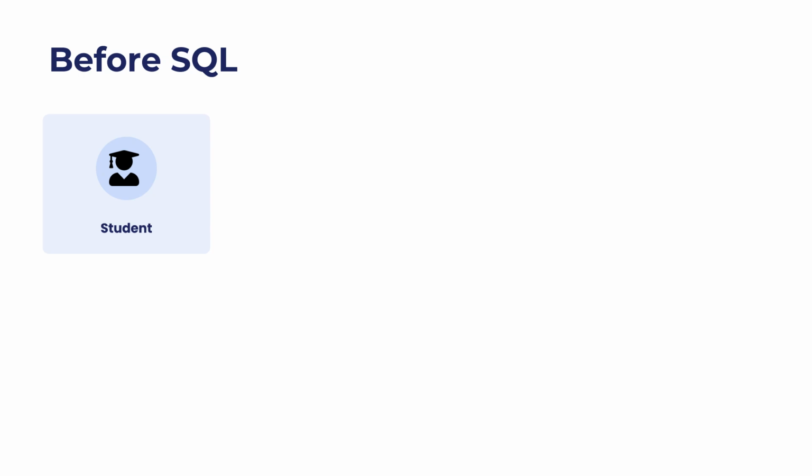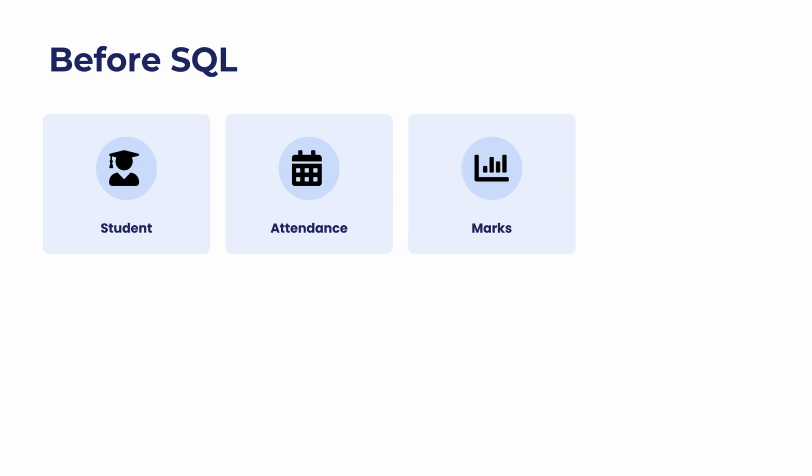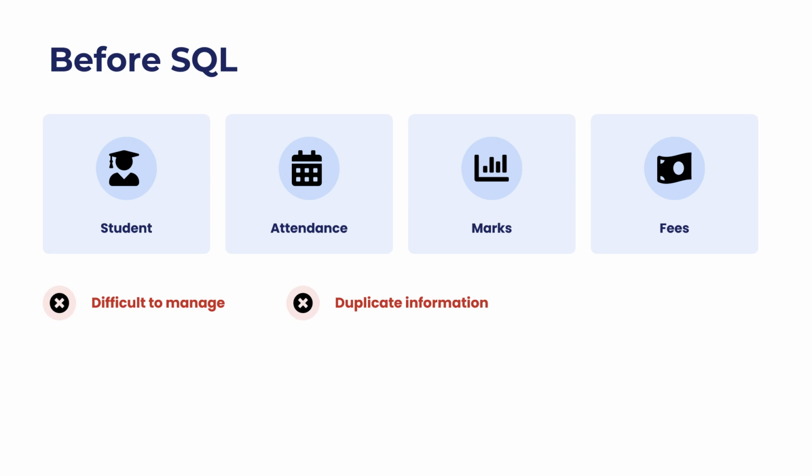Imagine a college where all the student information is written in notebooks. One notebook contains student details, another has attendance, another has marks, and another has fee information. Now imagine searching for one student's details from all these notebooks. It could take a lot of time. That means it is very difficult to manage, and there is also a chance of making mistakes or entering the same information multiple times. This is exactly the kind of problem databases were created to solve.